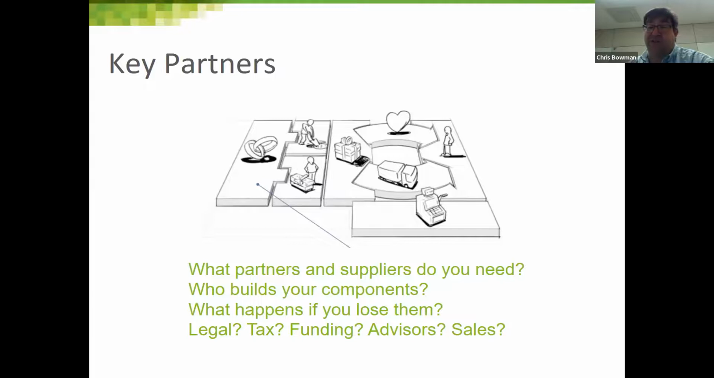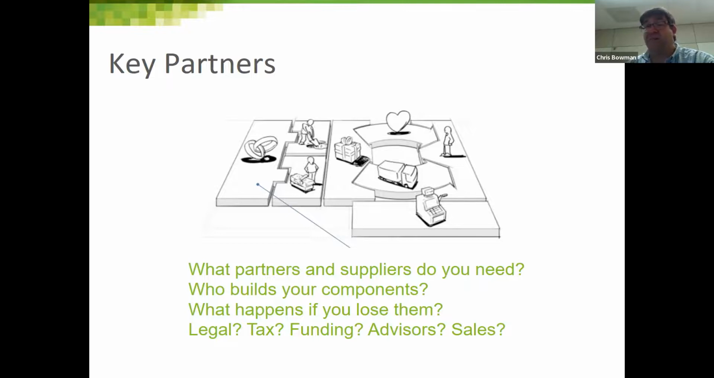And who are your partners? Is it investors, but also things like suppliers, who build your components? I talked earlier about what happens if one of your suppliers goes offline, and all sorts of other kinds of partners. Do you need lawyers? Do you need tax advice? Do you need money? Do you need other kinds of business advice?